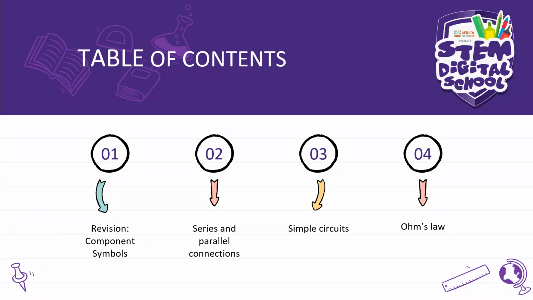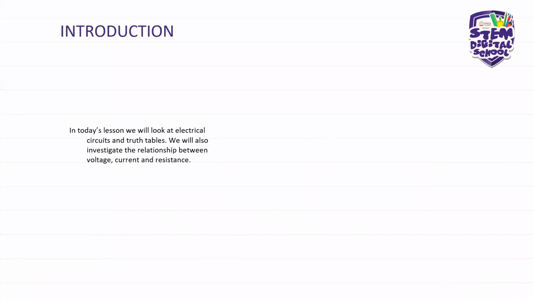We are continuing from what we were doing yesterday. We are still doing circuits. Today's lesson will look at electrical circuits and truth tables. We'll also investigate the relationship between voltage, current, and resistance.